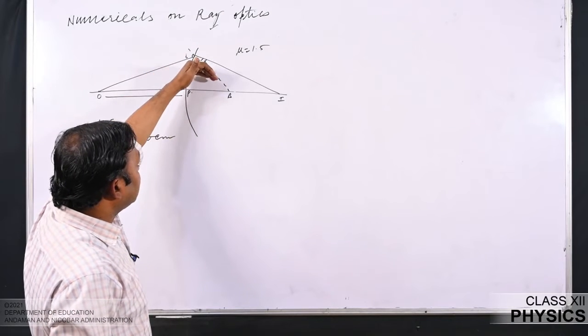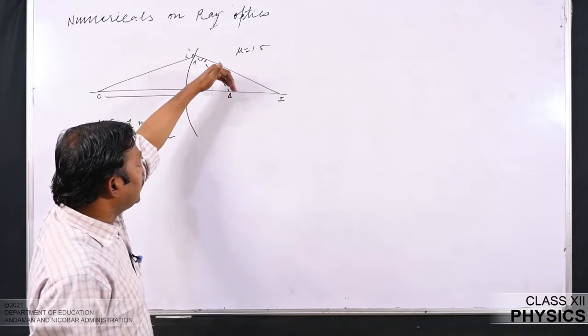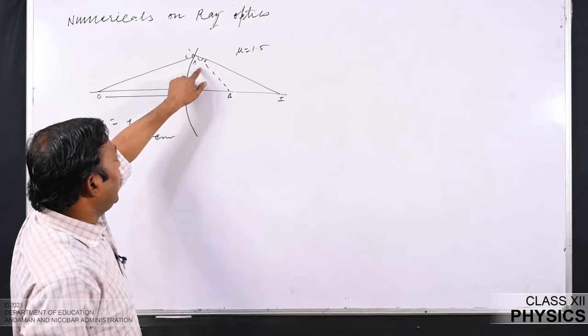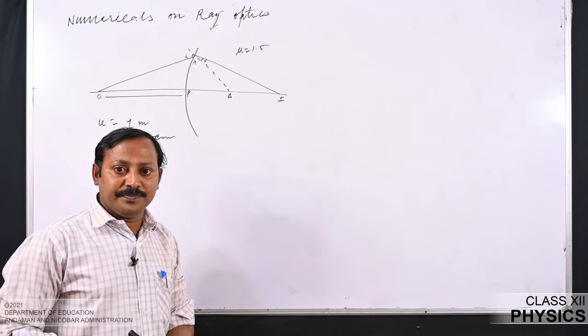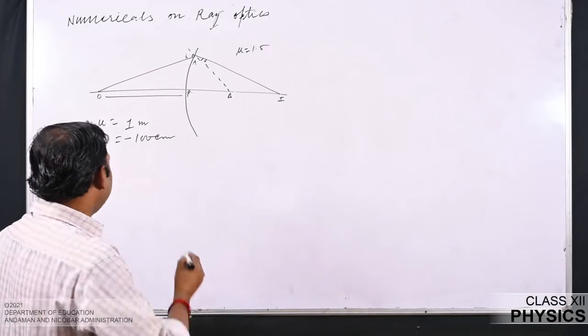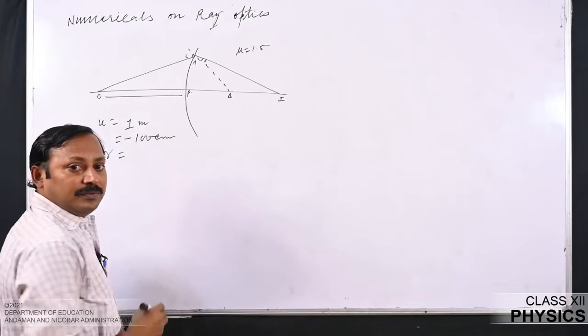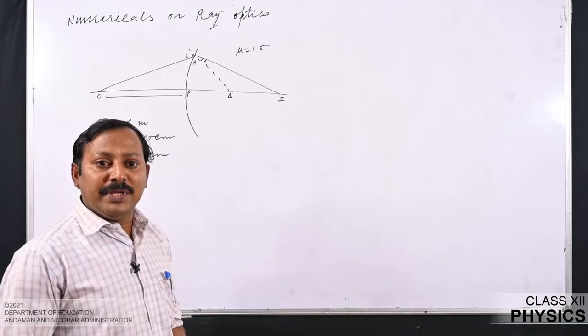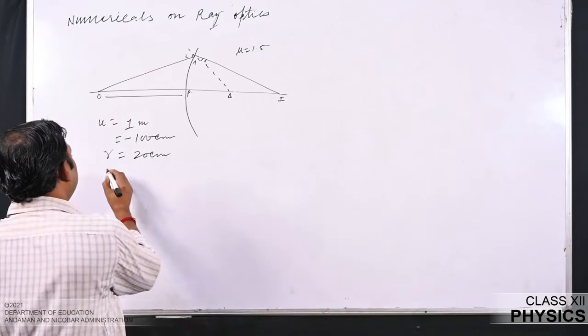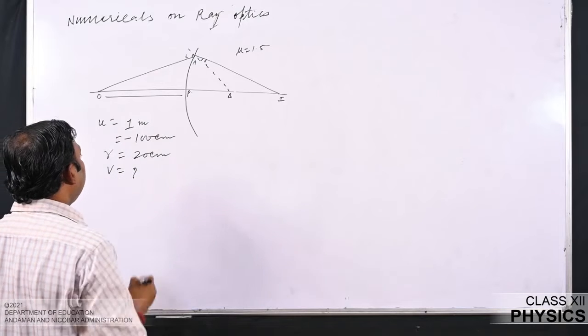When it enters into the second medium, that is the denser medium, it bends towards the normal making an angle r. Other things given in the question: radius R is equal to 20 centimeter. We need to calculate the image distance, V is equal to question mark. So V we have to find out.